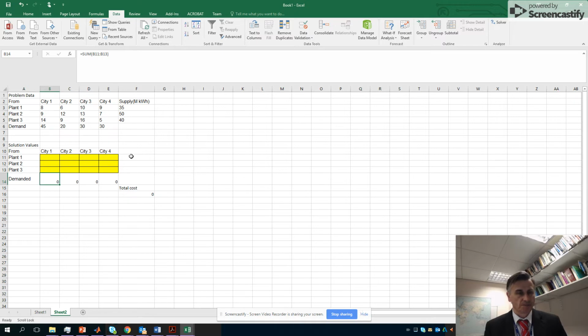And in this box, I can put in the sum of this row, the total amount supplied by plant 1, and the same for plant 2 and 3. So I can call that supplied. Okay. So now I need to open up Solver and add in the objective function and the constraints.